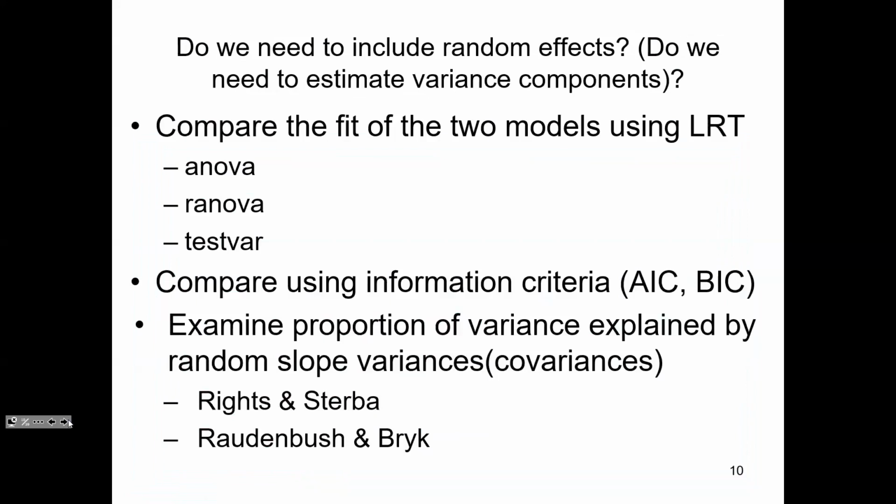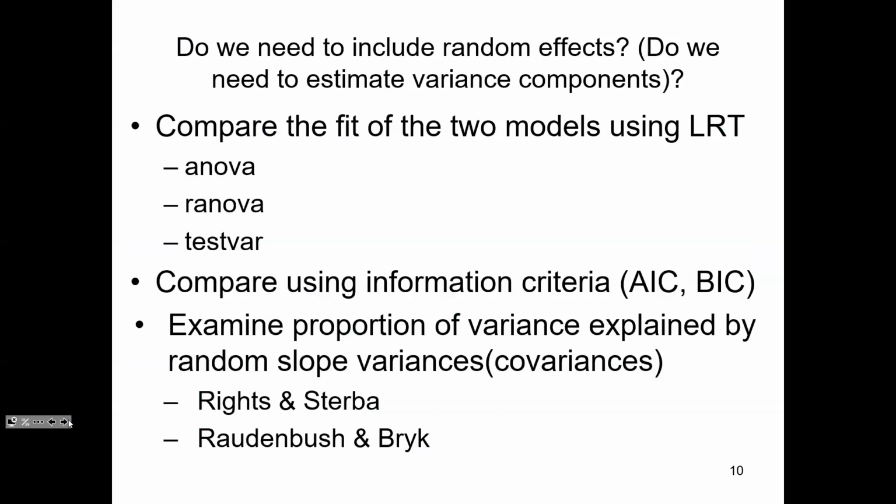And so here's what I'm going to tell you to think about as you make this decision, and these are the things I would want you to think about on your homework. We can compare the fit of the 2 models using a likelihood ratio test, which we've talked about a lot and will continue to talk about. There are 3 different ways we can compare the fit of models using the likelihood ratio test. We could use the ANOVA function, which we've used. I'm going to talk about the RANOVA function today. And we can use test bar, which I'll talk a little bit more about today too.